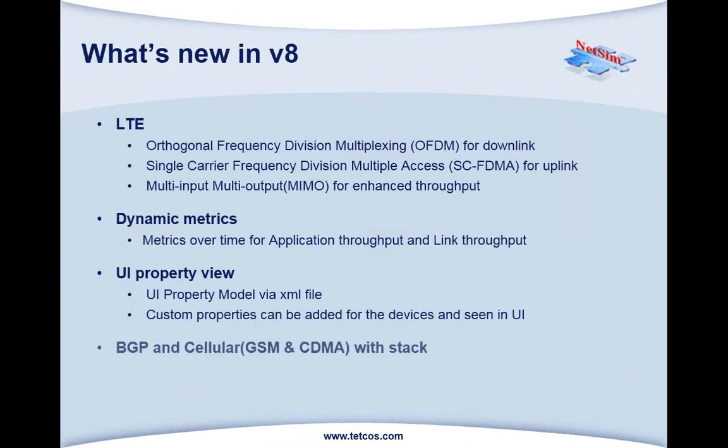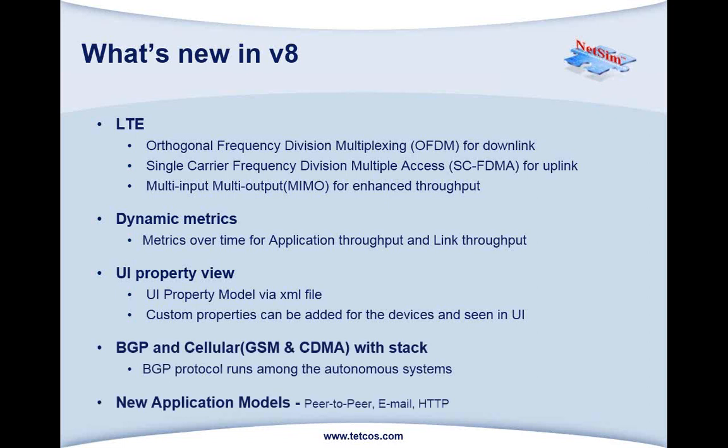Currently we have the 8.3 version of NetSIM. These are some of the features we have updated in NetSIM, like in LTE, OFDM for downlink, then SC-FDMA for uplink, then MIMO for enhanced throughput. Then we have dynamic metrics in which we can see graphs of application throughput and link throughput. Then UI properties and BGP and cellular network. We have BGP protocol running among autonomous systems. In new application models, we have added peer-to-peer, email, and HTTP. So these are some of the new features we have added in the 8.3 version.